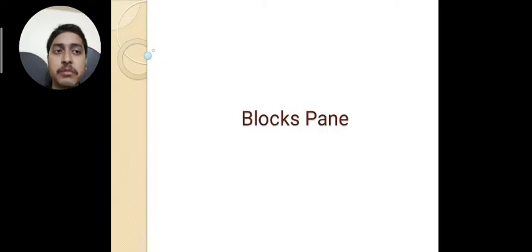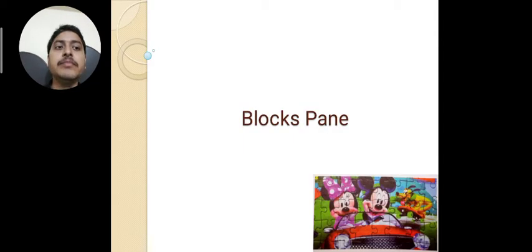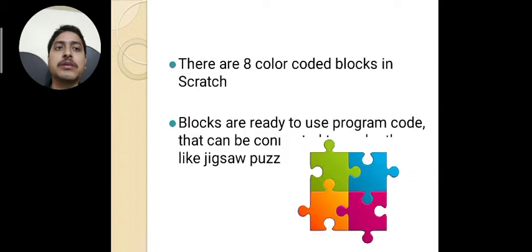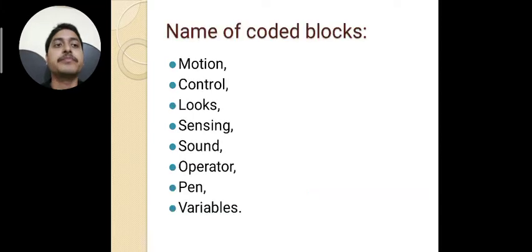Now we will discuss blocks pane. There are 8 color coded blocks in the Scratch. And what is blocks? Blocks are ready to use program codes that can be rearranged, that can be connected like jigsaw puzzle. Here is an image of jigsaw puzzle. I think all of you are familiar with this jigsaw puzzle.